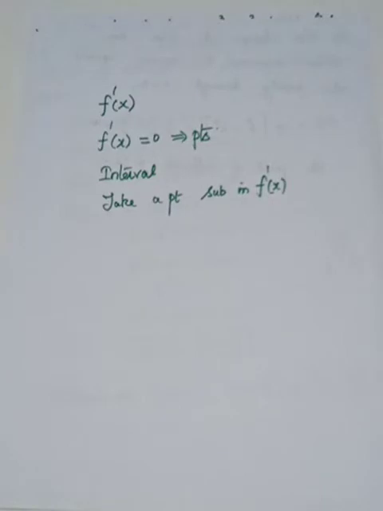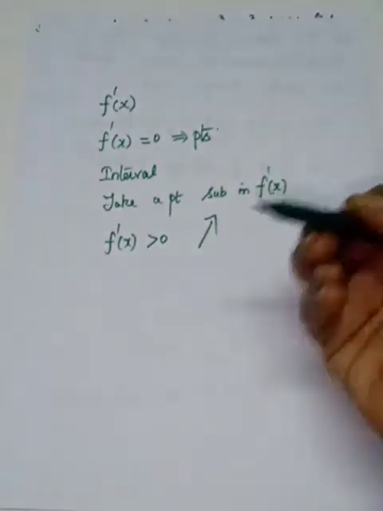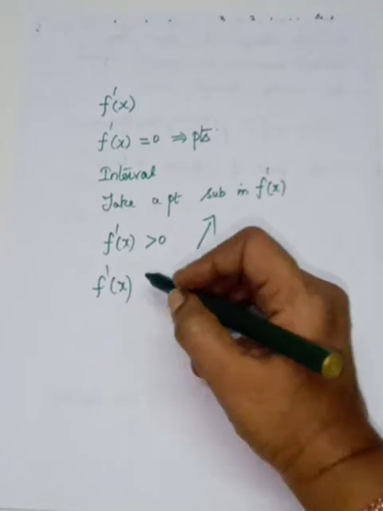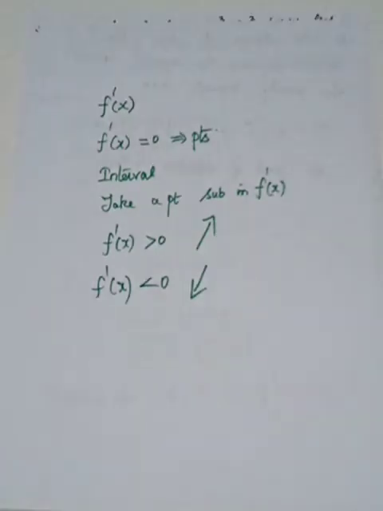What do intervals of monotonicity mean? In what intervals the function is increasing and decreasing. That only we are going to find out. So increasing and decreasing depend on the first derivative. Concavity and convexity use the second derivative. But for intervals of monotonicity, you have to use the first derivative. f dash of x greater than 0 means the function is strictly increasing. f dash of x less than 0 means strictly decreasing.